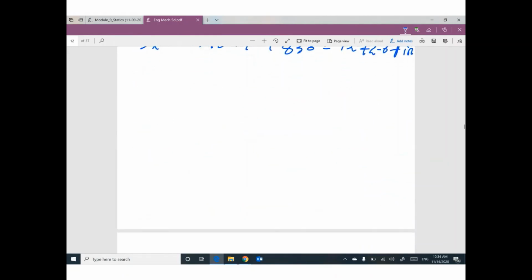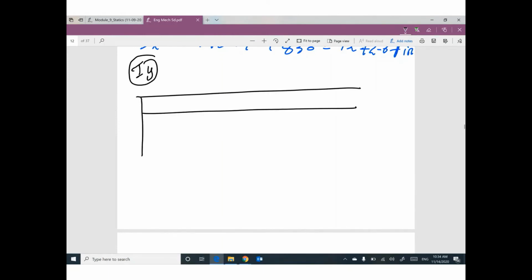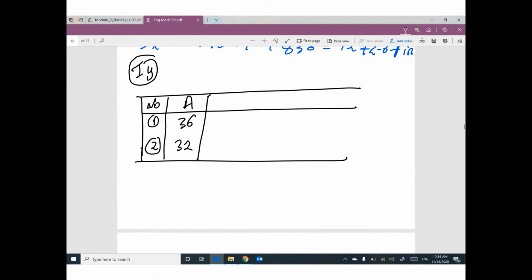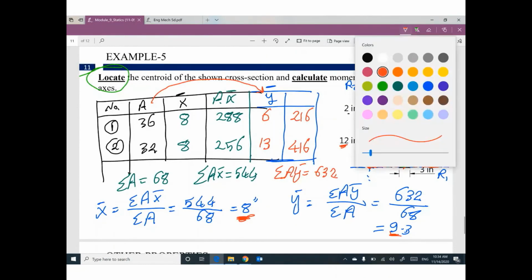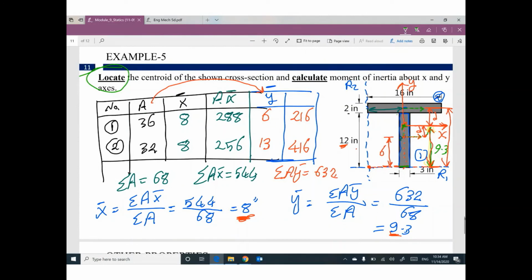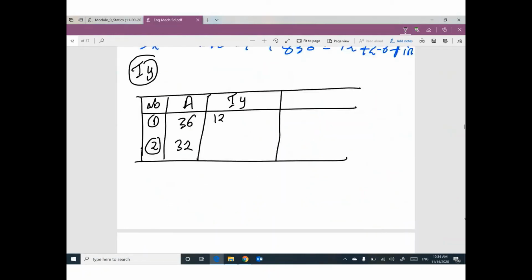Third column for Iy. We need to set up a new table. Part number 1, number 2. What is the area? 36, 32. What is the value of Iy? Guys, for part number 1, I have the y-axis here at the centroid of part number 1. So parallel to y will be 12 times 3 cube over 12. This value will be 27.